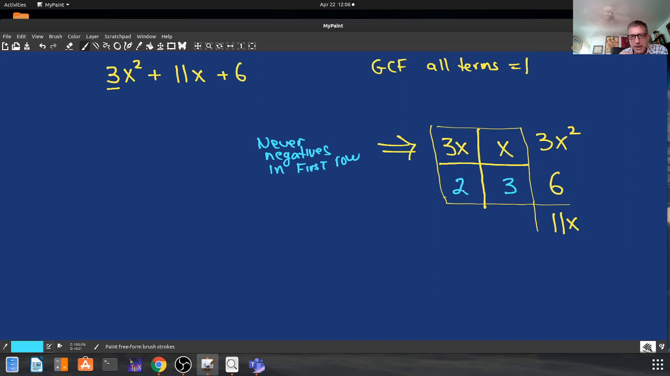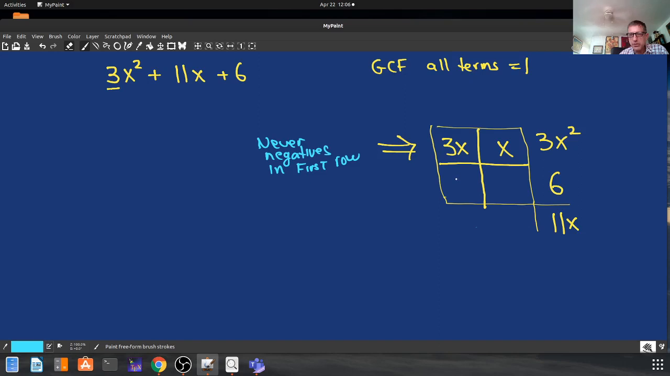Now let's just do 2 times 3. So 3x times 2 is 6x. And x times 3 is 3x. Well, 6x plus 3x is not equal to 11x. But I've got to change the order, because what's in the first row in both of those boxes are different terms. Changing the order will be different.